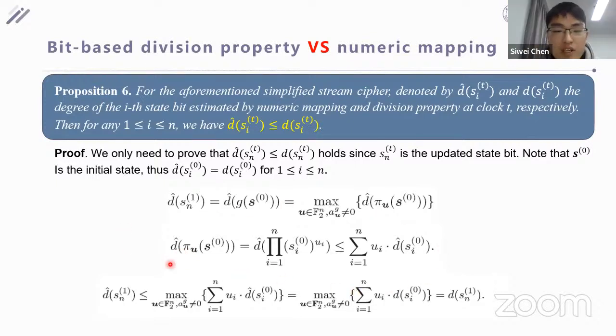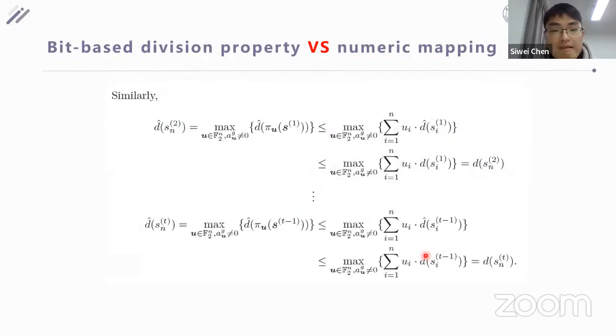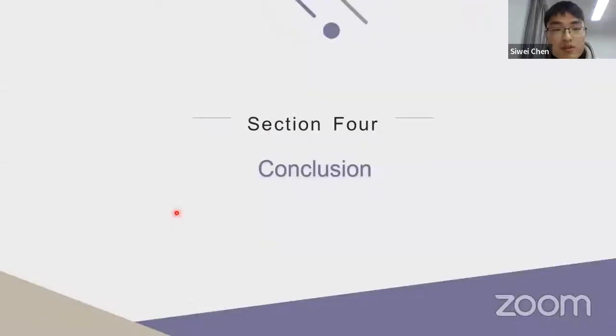So we can have this form from proposition 4. So finally, for the state Sn at clock 1, its DP degree is more accurate than the numerator degree. We omit the experiment results.